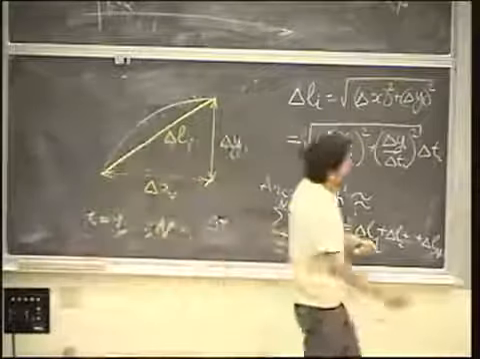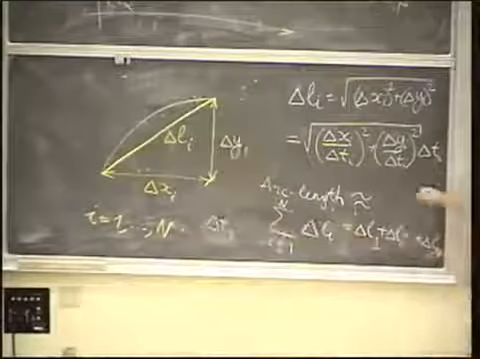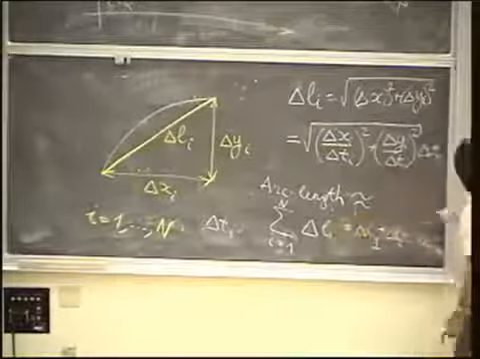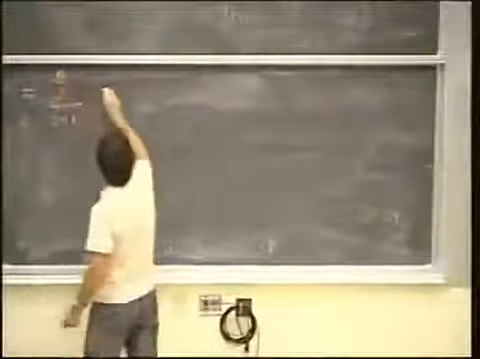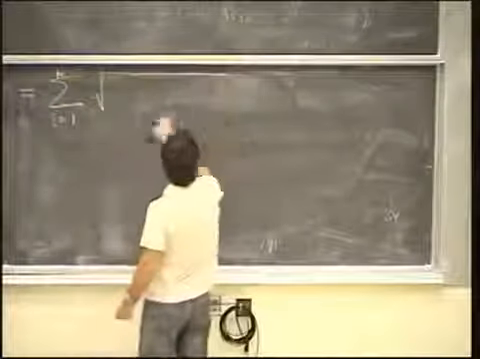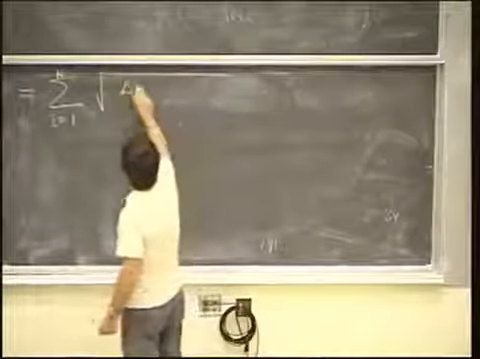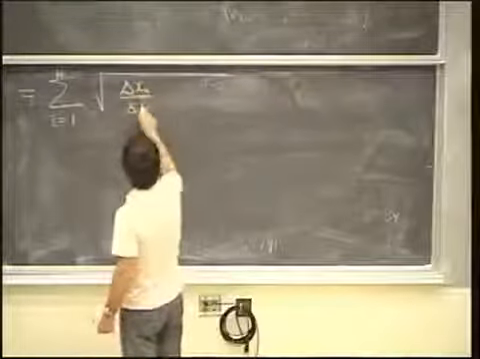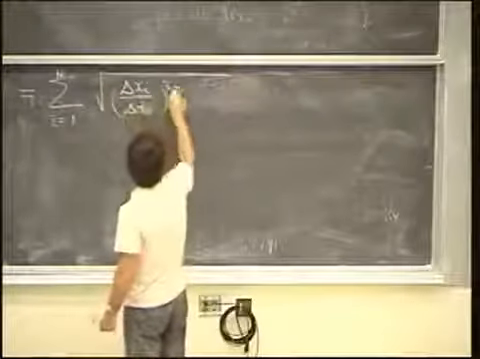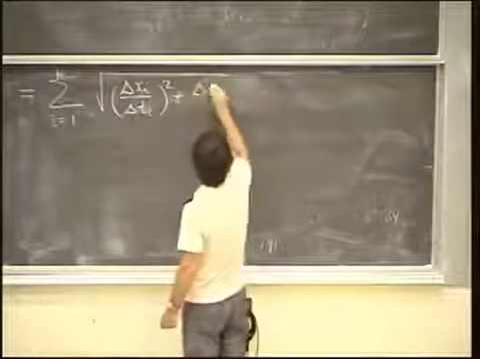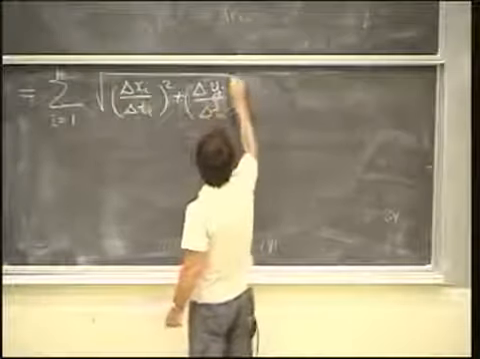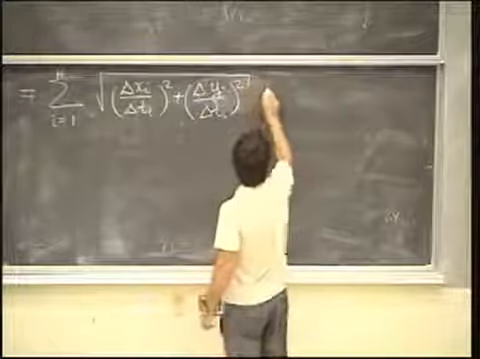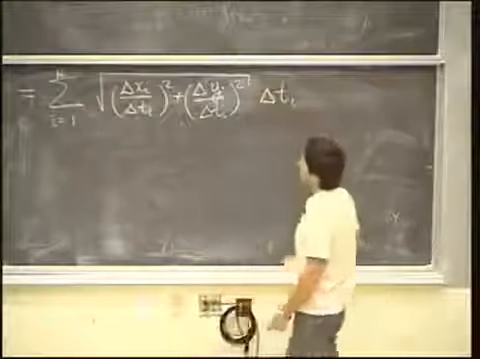OK, and so now I continue the formula, and I substitute this expression here. So what I get is the sum from 1 to n. And here I put the square root of (delta xi divided by delta ti) squared plus (delta yi divided by delta ti) squared, times delta ti.